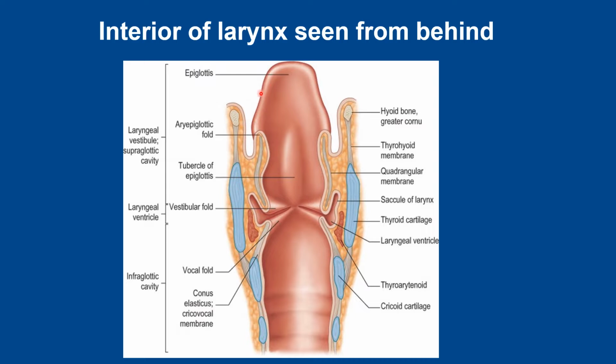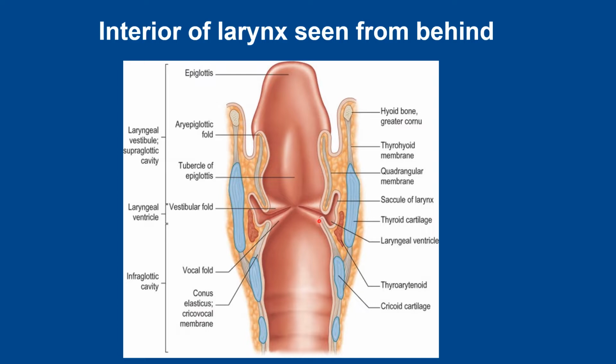The upper part of the larynx is formed by the epiglottis. The laryngeal part is lined by respiratory epithelium, whereas the lingual part, which comes in contact with the food material, is lined by stratified squamous epithelium.